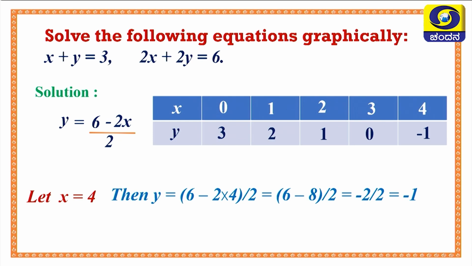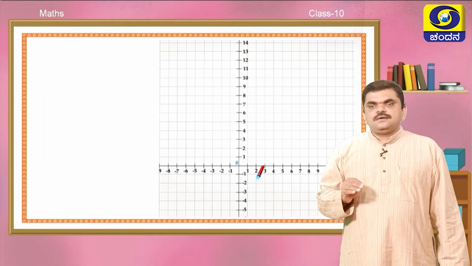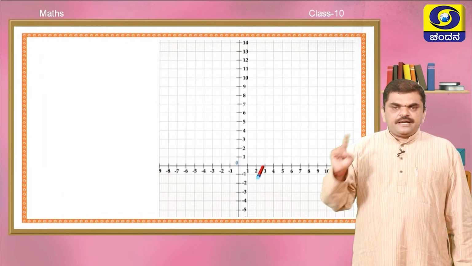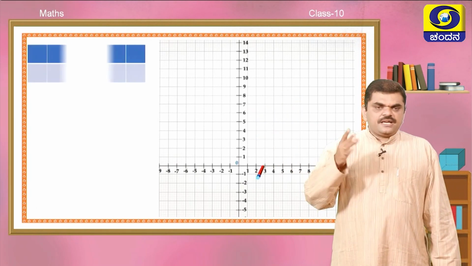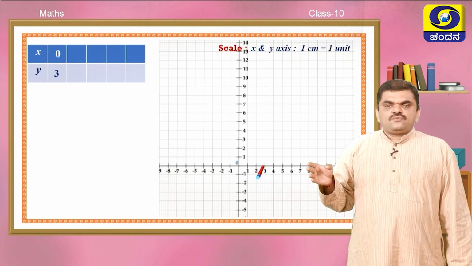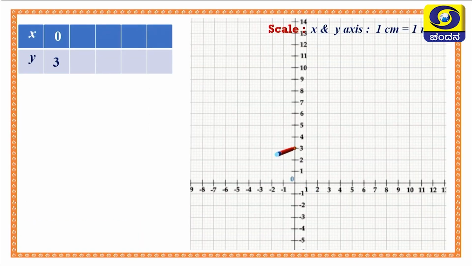These are the coordinates, we got it children. Now, next step is plotting a graph. For plotting the graph, first step, mark down the scale. Take the first equation. What is the first equation? 0, 3. Scale is again x and y axis, 1 centimeter is equal to 1 unit. 0, 3, 1, 2, 2, 1, yes, very good. 3, 0, right. 4, minus 1.